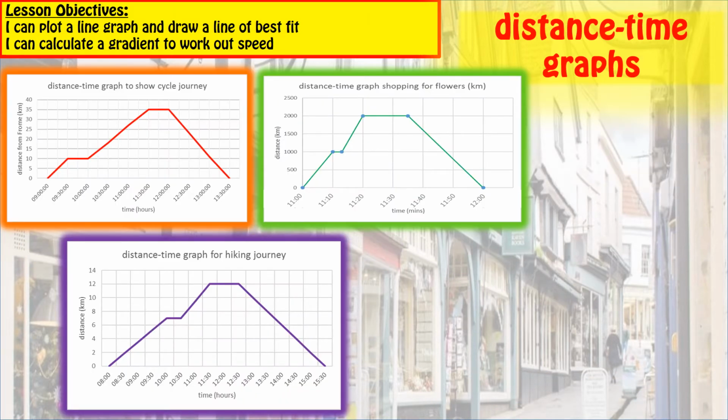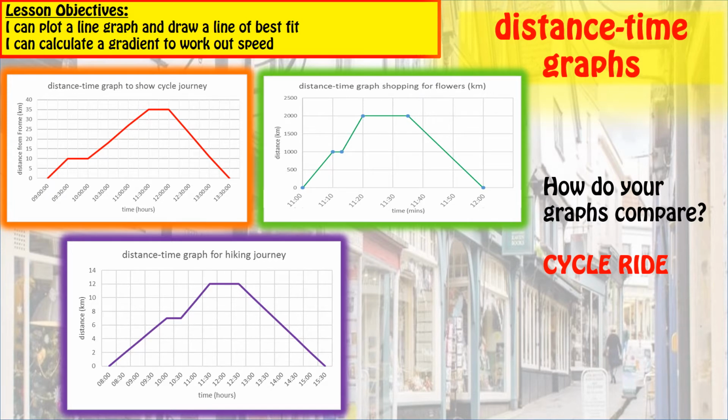So here are the answers to the questions. These are the graphs that you perhaps should have drawn. Don't worry if you didn't get it right first time. This is quite a tricky task to do. So the red task, the cycle ride, is drawn on the left. You can see I put a red border around it and I've drawn all the lines in red. The green one is the flower shop, so green border and green line. And the hike is the purple border and purple line.